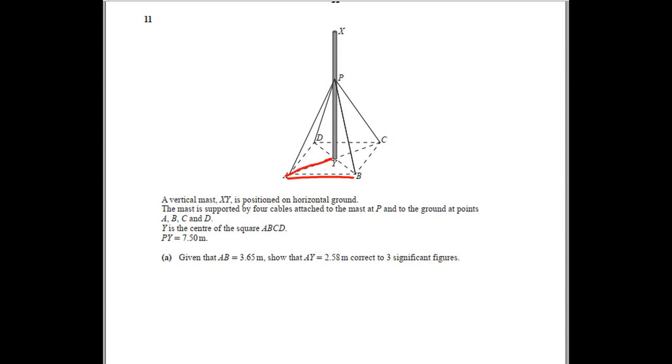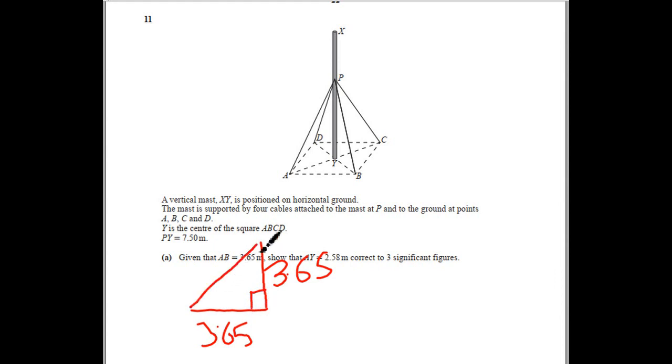Now since this is a square, if this is 3.65, this will also be 3.65, and since it's a square, this angle will be a right angle. So I'll apply Pythagoras theorem to get AC first and then do half of that to get AY. Alright, so 3.65, 3.65, right angle, this will give me AC by applying Pythagoras theorem, and then I'll do half of AC.